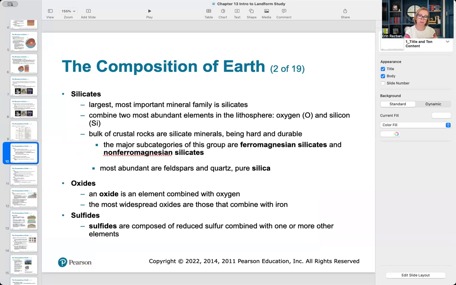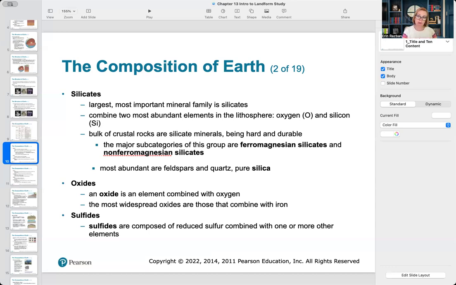The first one we're going to talk about is silicates, the largest and most important group, composed of silicon and oxygen combined with other elements. These make up about 95% of Earth's crust. So think of minerals like quartz, feldspar, and mica. Your smartphone screen likely contains silica. The second one is oxides, minerals composed of oxygen combined with other elements, like hematite, iron oxide, which gives many red rocks their color. Number 3 is sulfides, minerals composed of sulfur combined with other elements.